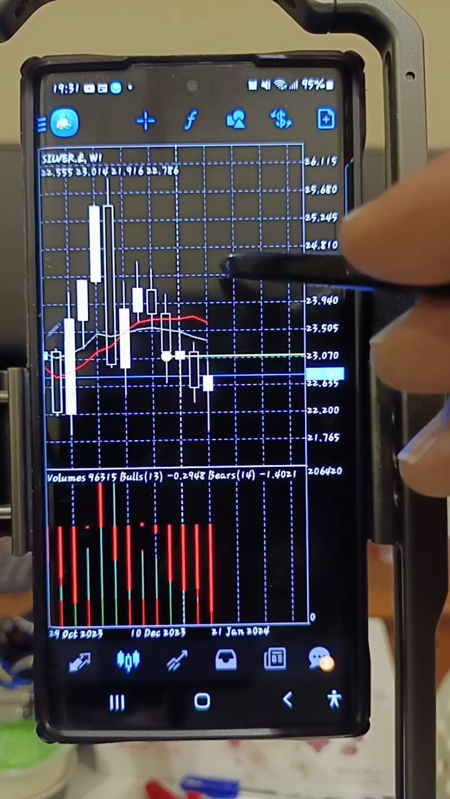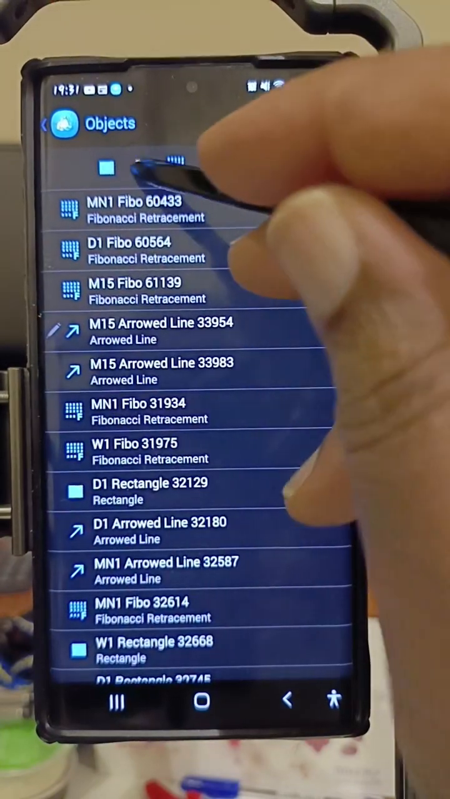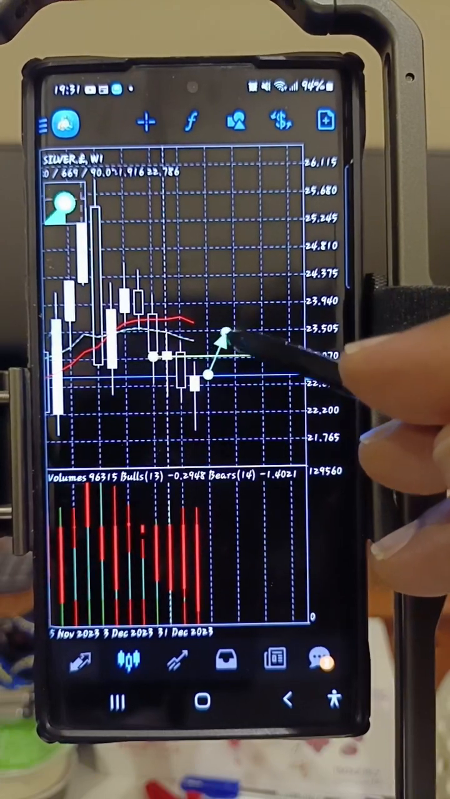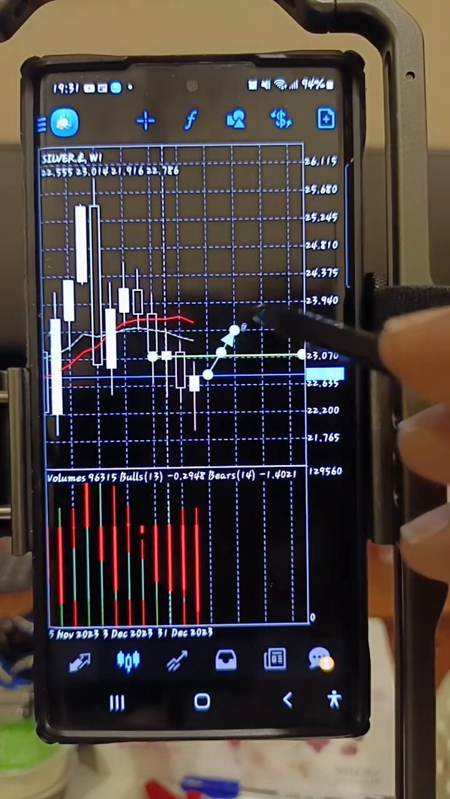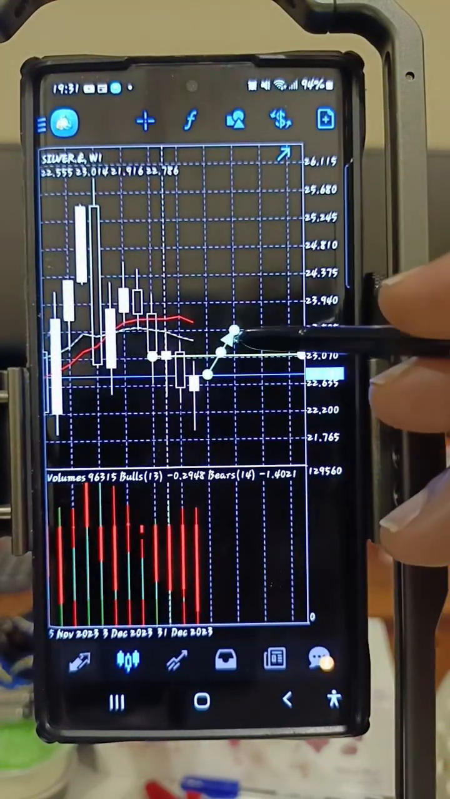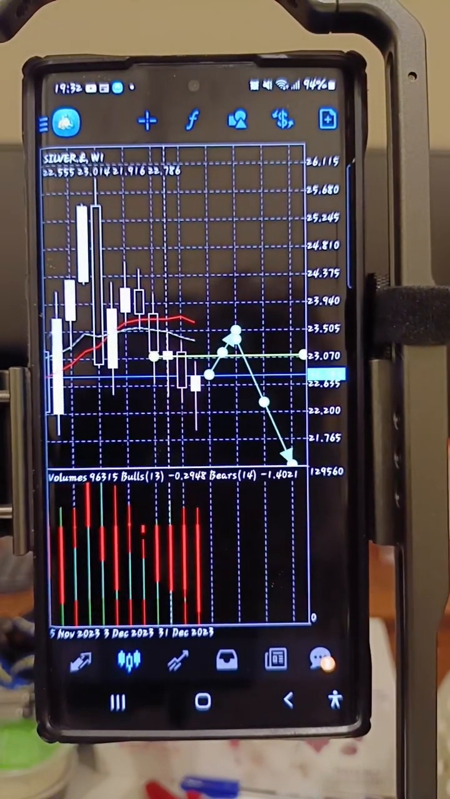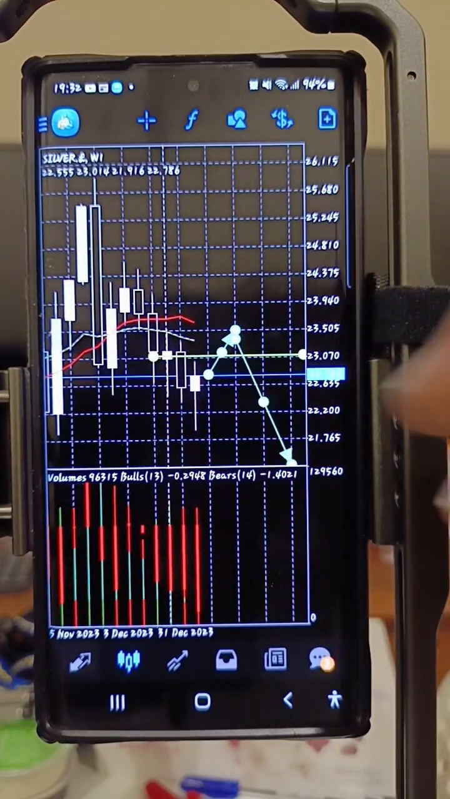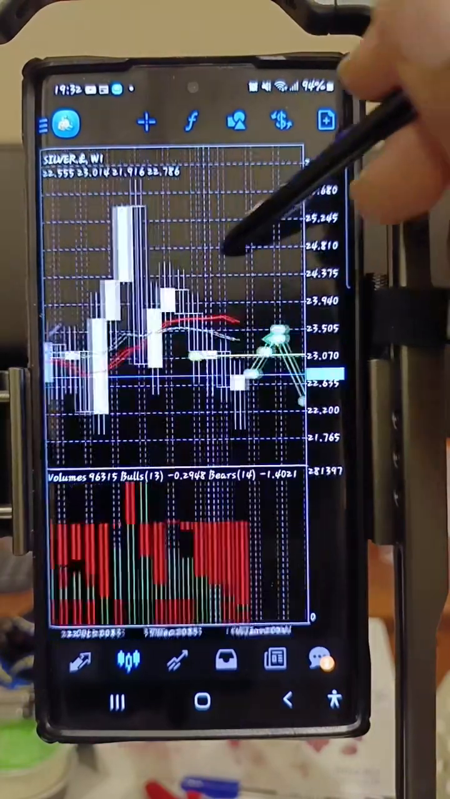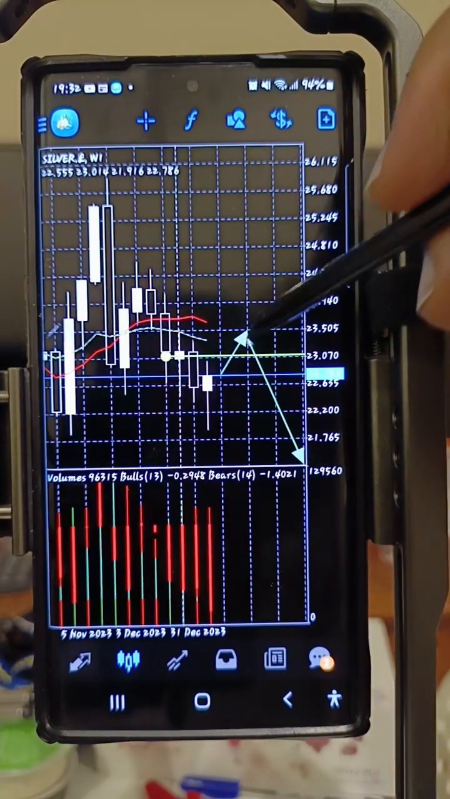So clearly, this is for educational purpose only. Looking for it to come, test the 20 MA, 10 MA, the week, and then make its way down. Okay, that is what I'm looking for. So if I go through, straight away you can see clearly, this is for educational purpose only.